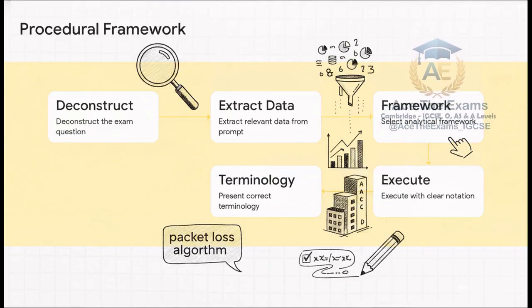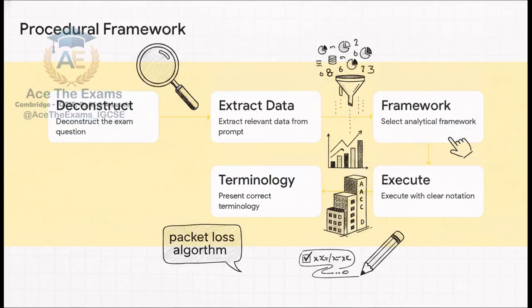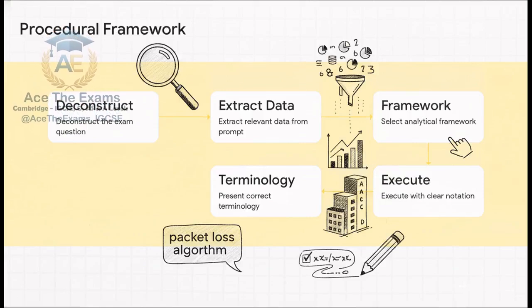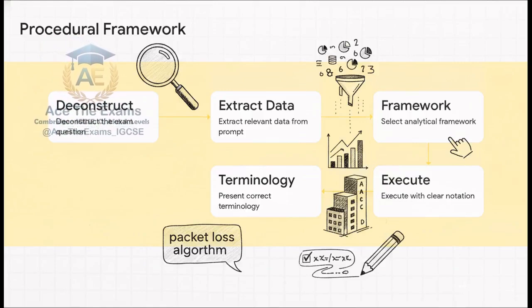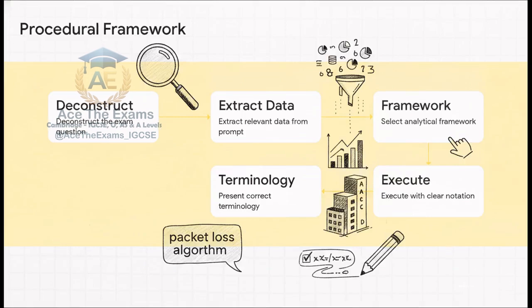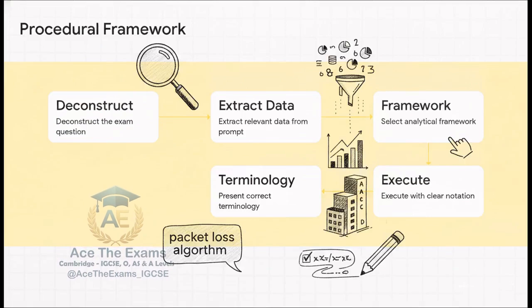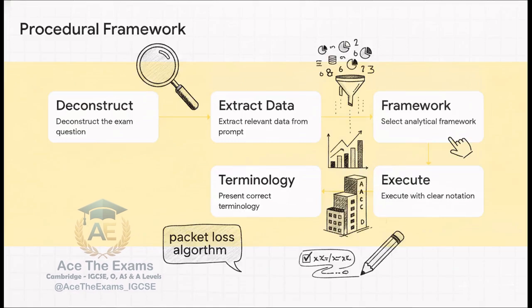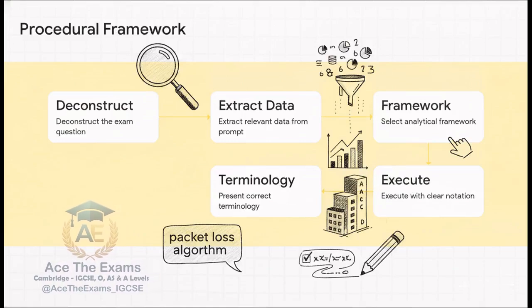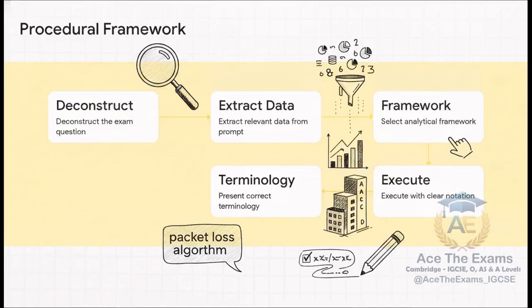Let's visualize a quick 60-second rewrite attempt using these 5 steps. Let's pretend we're in the exam hall right now. Step 1. Deconstruct the command word. Are they asking you to describe a protocol or evaluate its suitability for a business? Huge difference. Step 2. Extract the relevant data from the prompt. What is the actual business trying to achieve? Is it secure banking or is it fast video streaming? Step 3. Select your analytical framework. In our case, we pull out our trusty PEEL structure. Step 4. Execute with clear notation. Write your points logically using those comparative connectives like conversely that we just talked about. And finally, Step 5. Present using correct professional terminology.